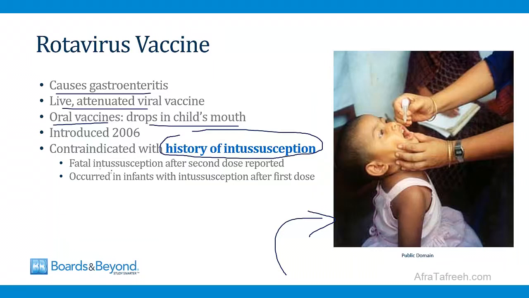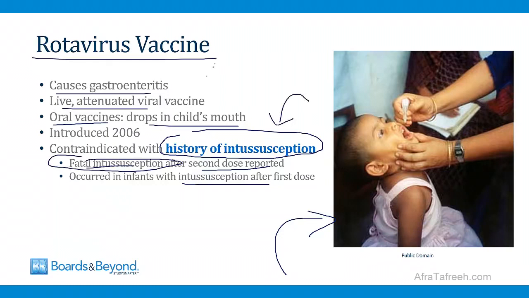But there have been cases of fatal intussusception in children after receiving their second dose of rotavirus vaccine. And in all of these cases, the infant had intussusception after the first dose, and then they were given the second dose, and they had a fatal intussusception. So intussusception is rare, but in any child or baby who has had it and has recovered, you don't want to give them the rotavirus vaccine.